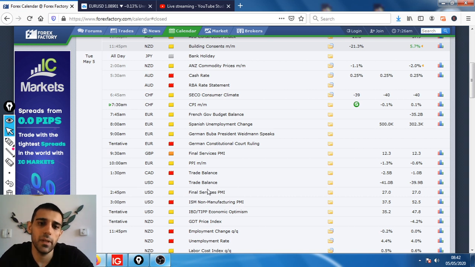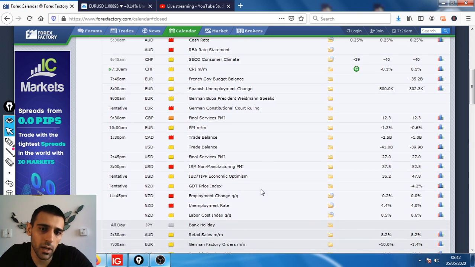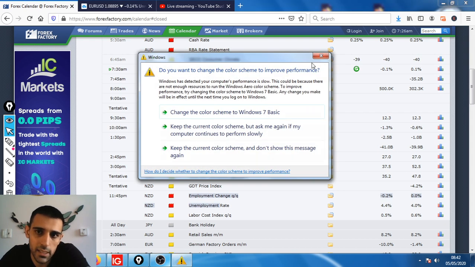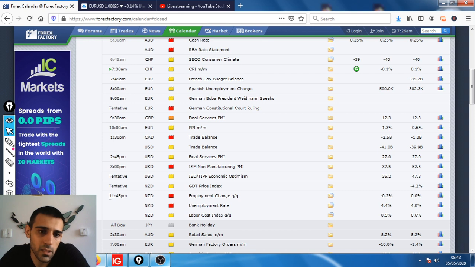Also, we have the 1:30 p.m. trade balance, and this one does not affect the markets as much. And also at 3 p.m. we have the ISM manufacturing PMI. This one does sometimes create some volatility, but nothing major. And also on the New Zealand side, we do have the employment change and unemployment rate. This will create some volatility, generally does. But this is quite far at 11:45 p.m. These are all UK times.